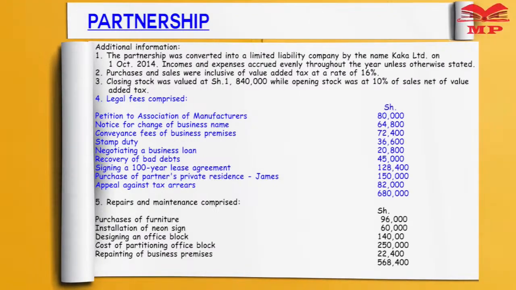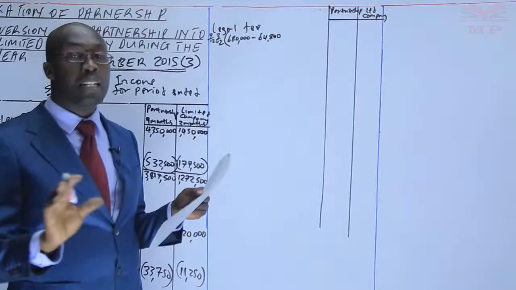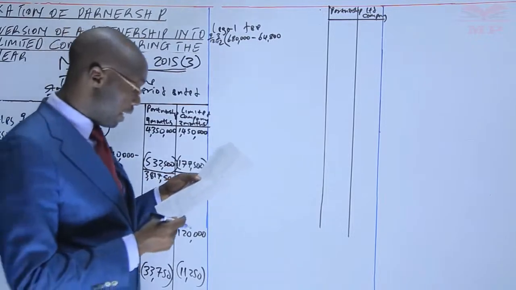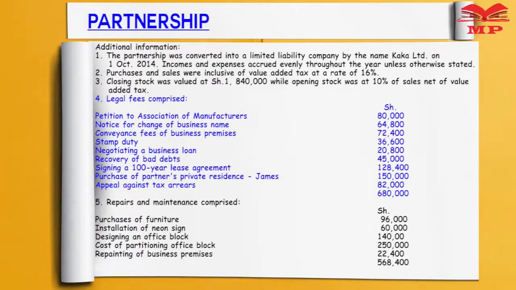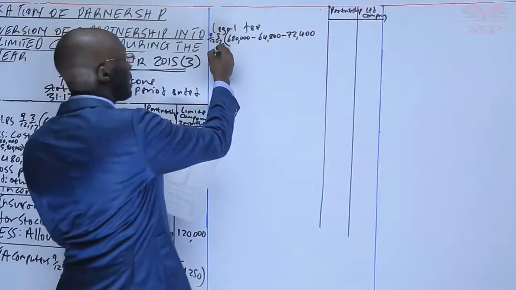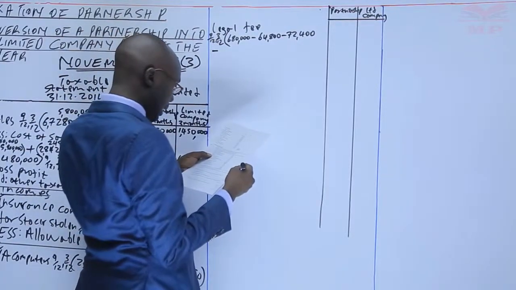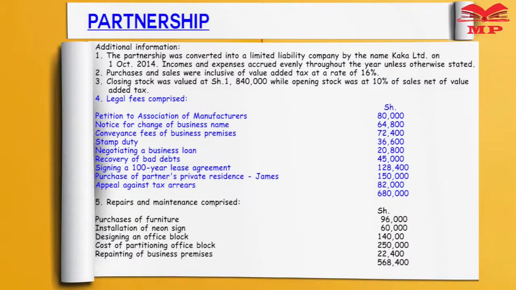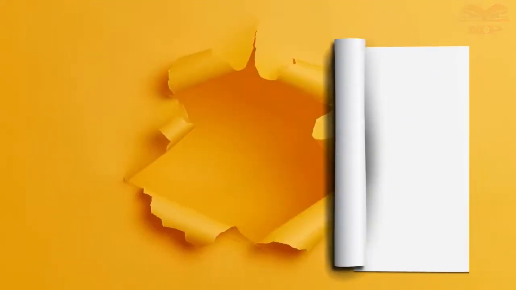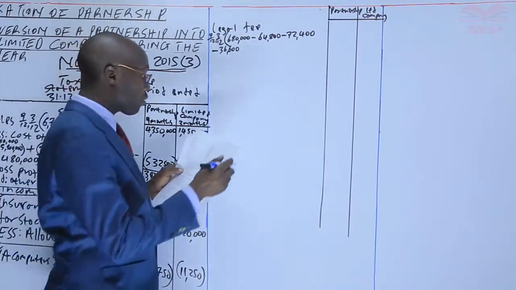Then we have the conveyance fee for business premises. We say the conveyance fee is the legal cost to transfer a fixed asset, and we don't usually allow it. So we minus 72,400. Again, stamp duty. Stamp duty is a form of tax. Taxes are usually not allowable. We said that. So we minus 36,600. The other one is negotiating a business loan. We had said legal costs relating to loan, bonds and debentures are not allowed. So this one is not. So 2,800.